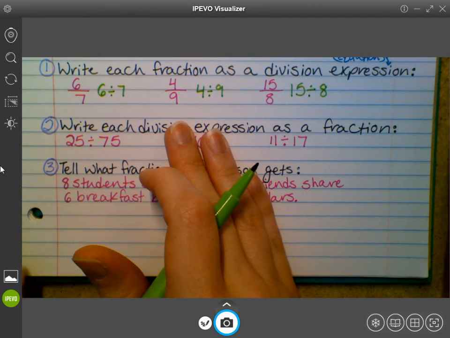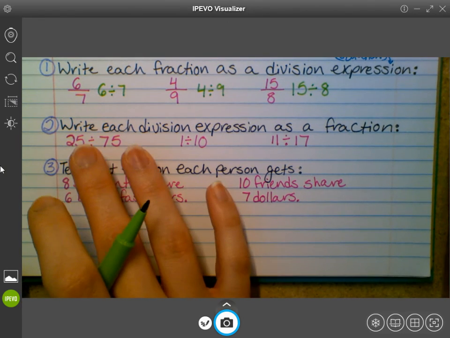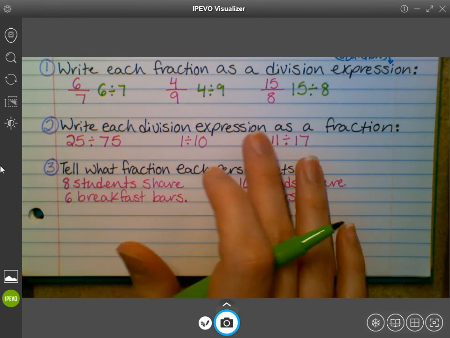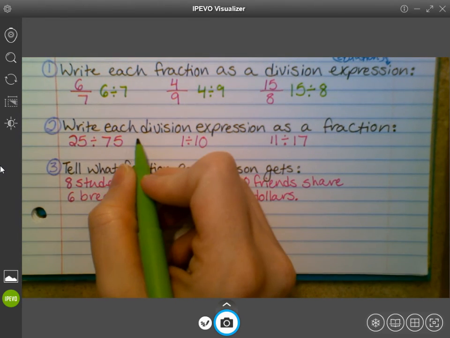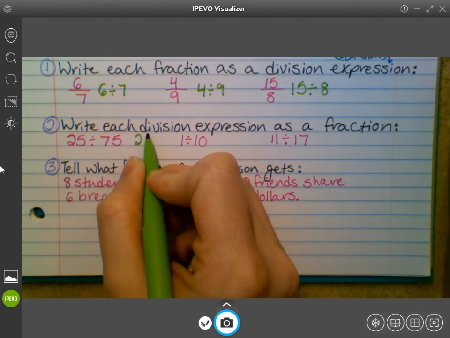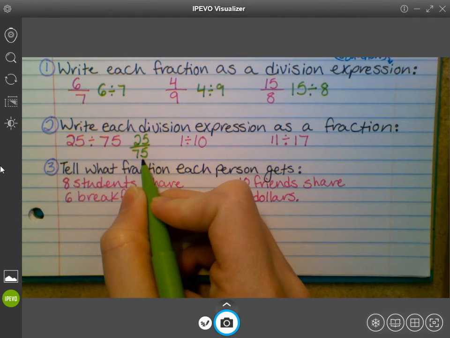All right, hands down. Now, for the second one, we were doing the opposite. We were given a division expression and asked to rewrite it as a fraction. So 25 divided by 75, that is the same as 25 75ths. Give me a thumbs up if you got that one correct.